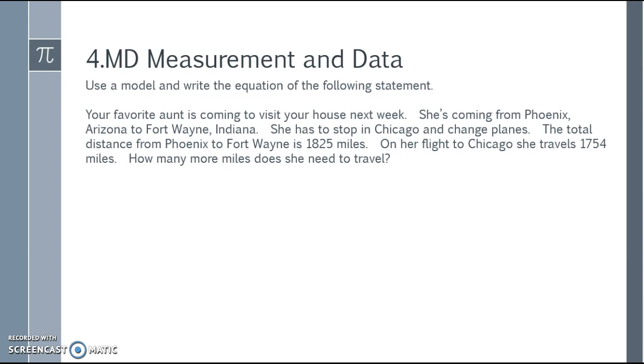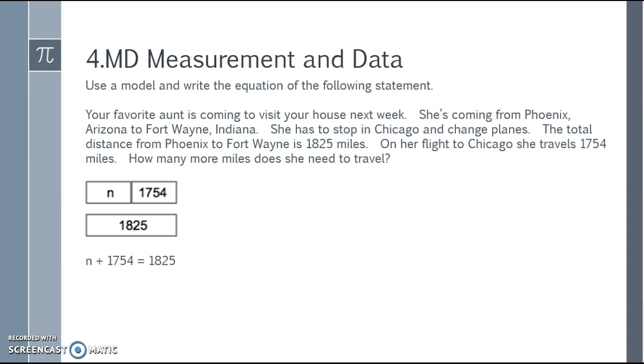So use a model and write the equation of the following statement. We don't know how much she has left to travel, but we do know that she's already traveled 1,754 miles for a total of 1,825 miles. So the n represents how much further she needs to travel. So our equation is what she needs to travel, n, plus how much she's already traveled, for a total distance of 1,825.